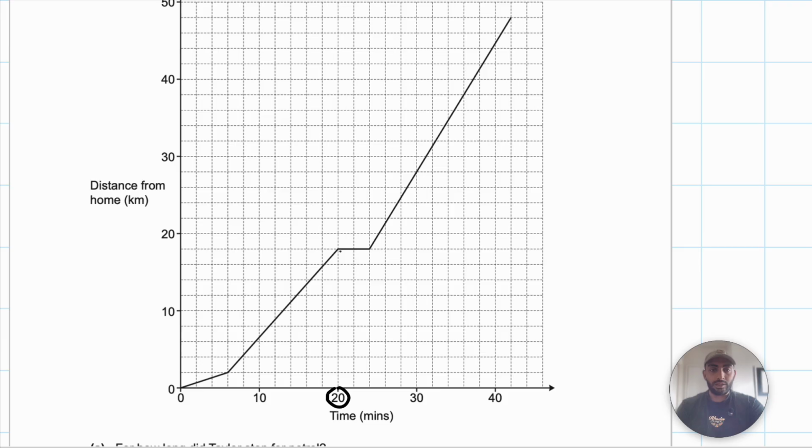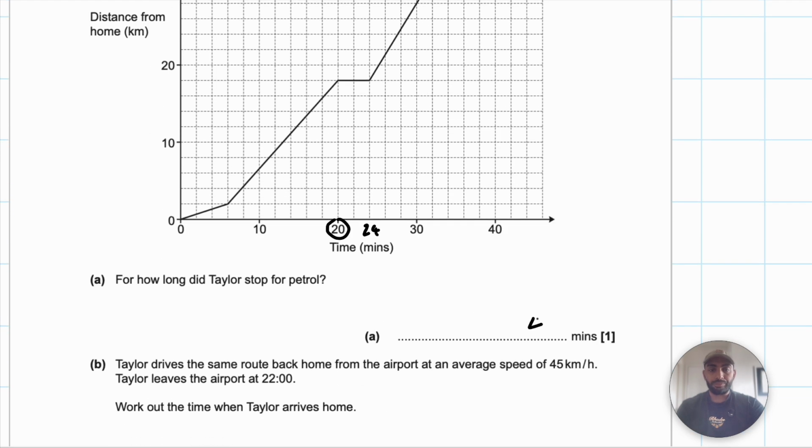And how many minutes are there between there and there? There's 5 gaps between 20 and 30, so each gap is worth 2. That'd be 22, that'd be 24. So it's going to be 4 minutes.